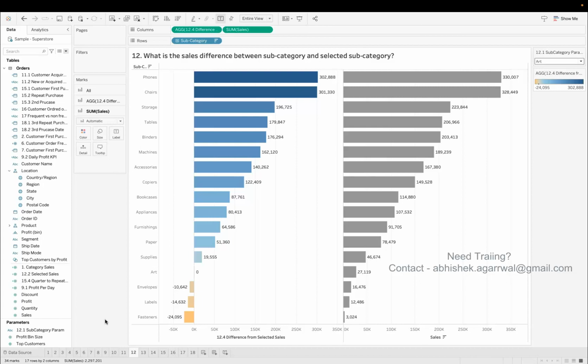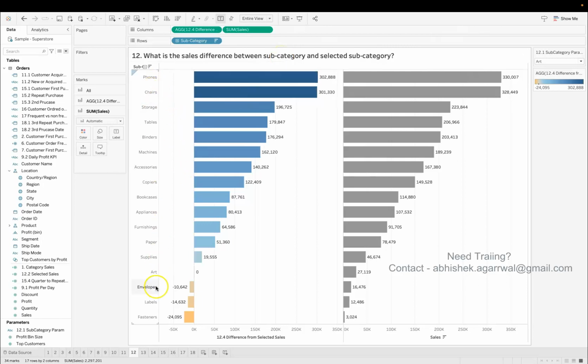And in today's question, I'm asking you what is the sales difference between a subcategory and the selected subcategory, which is this. So suppose this is the question which is coming to you. First of all, you need to create a parameter to find out which category you are selecting, and then after the selection, you need to find the subcategory of the difference between the existing subcategories.